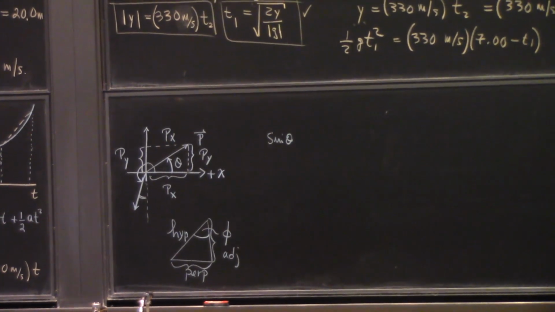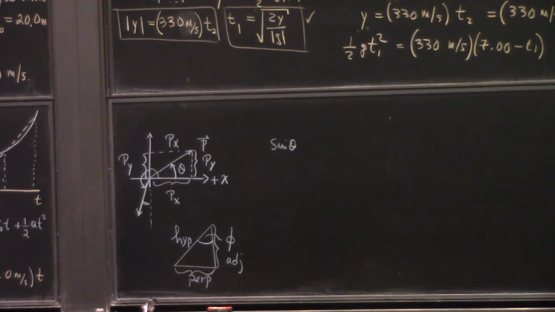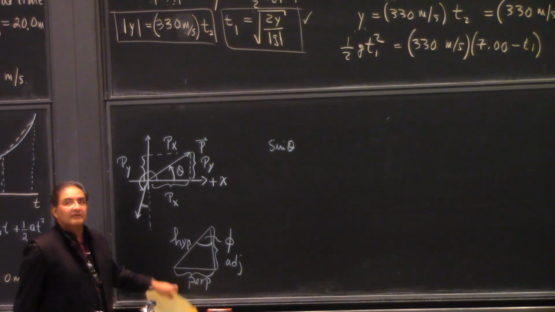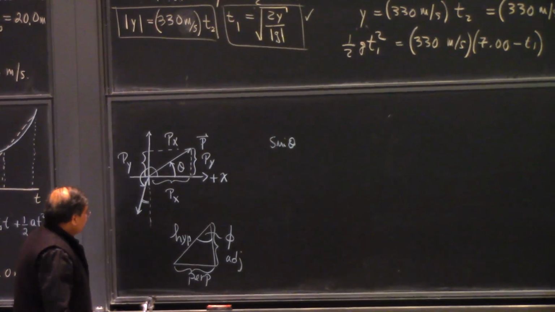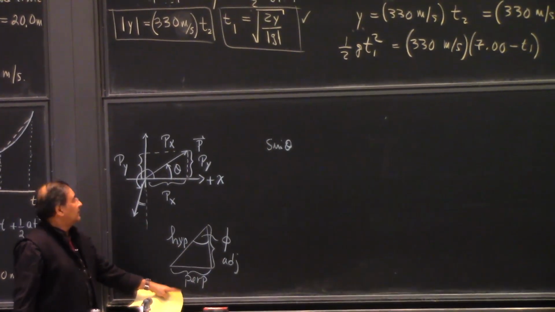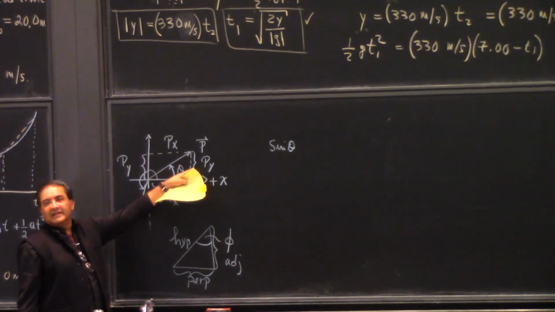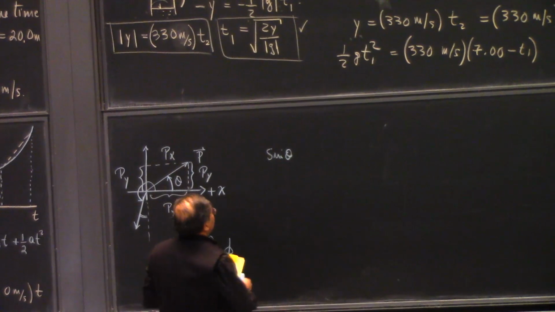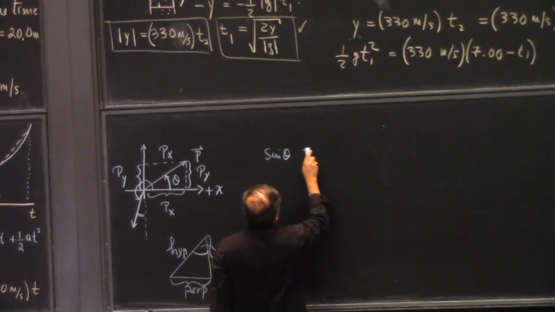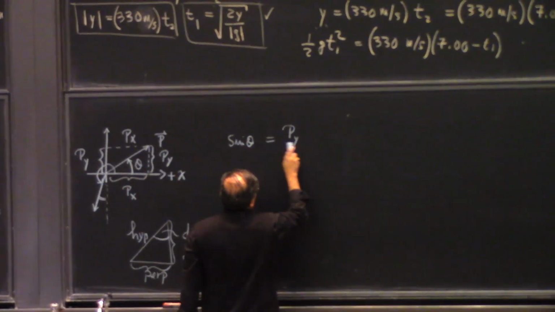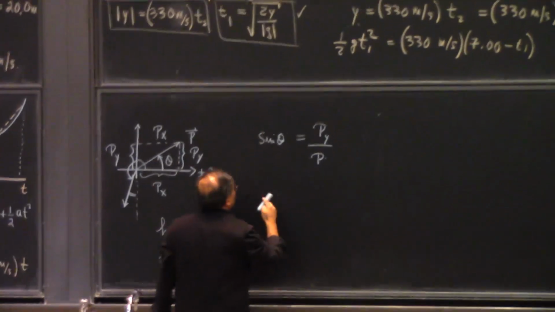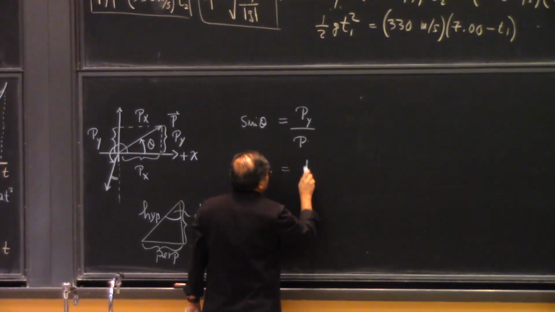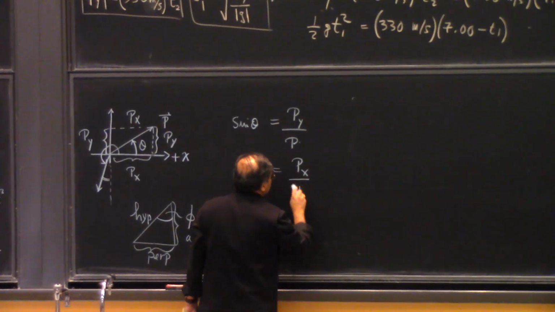So you know the perpendicular and you know the adjacent. But keep in mind that the perpendicular depends upon which angle you have chosen. If you choose this angle, that's your perpendicular. If you choose that angle, that's your perpendicular. So in this case, sine of theta is defined to be perpendicular over hypotenuse, so that will be py over p. Likewise, cosine of theta is adjacent over hypotenuse, so px over p.